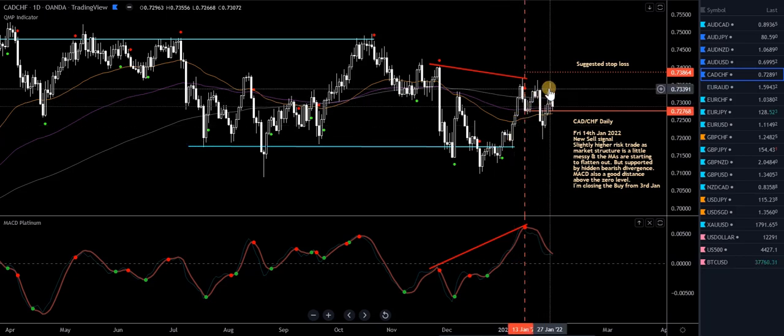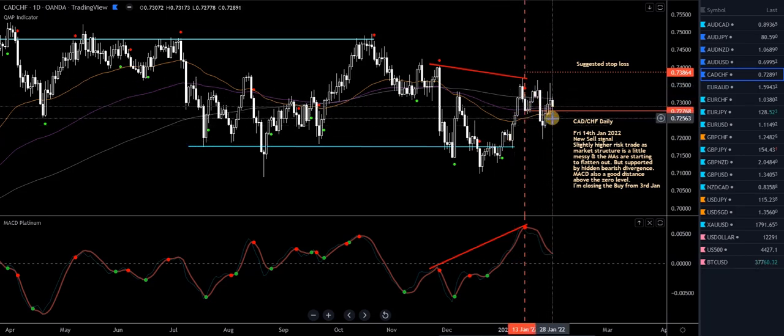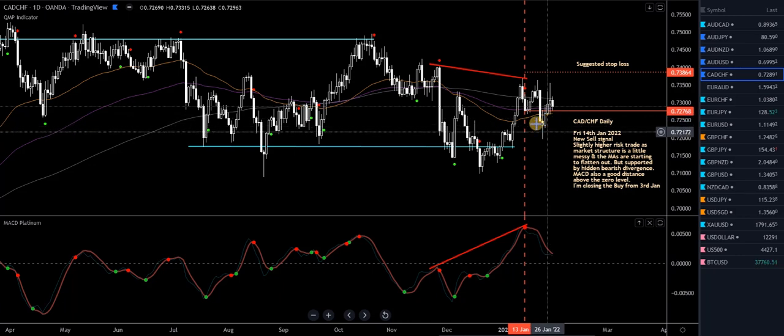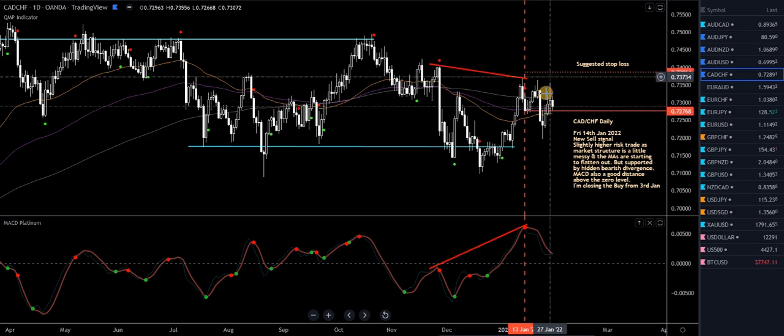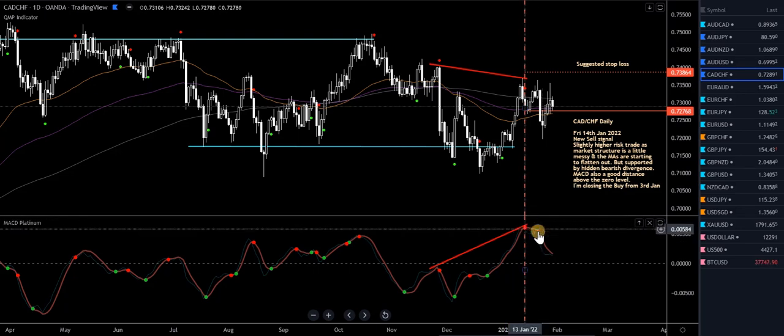Then it went down, then it bounced straight back up again, and now it's heading down again. It's just going nowhere real fast. So we're still in the sell. At least Friday, the candle's starting to head in the right direction. We're just above the entry level there. We'll just leave it as is at the moment. MACD Platinum still above the zero level, as I said.